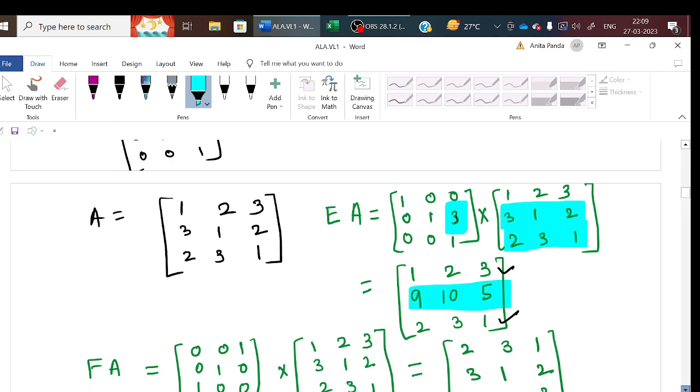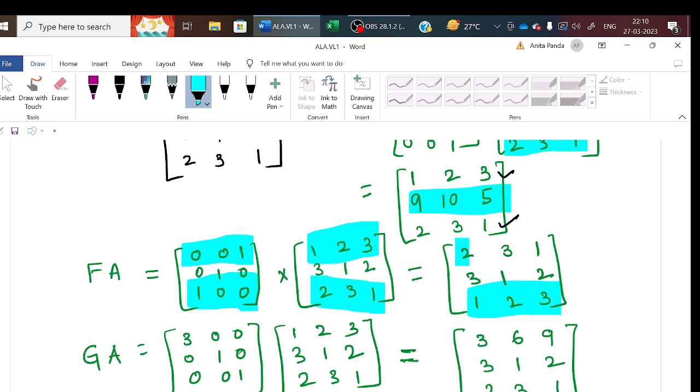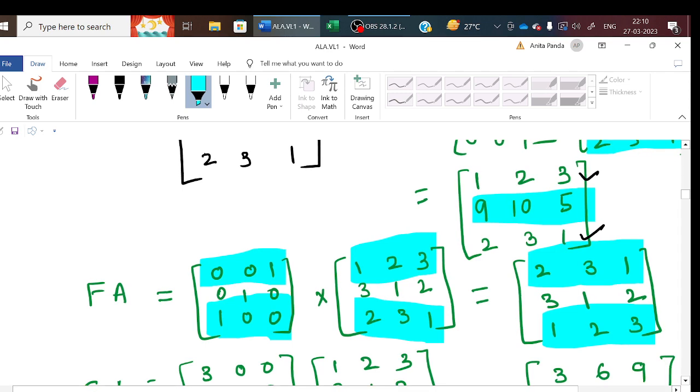Similarly, when I multiply F with A, how did I get F from the identity matrix? I got F by interchanging the first row with the third row. Now the same thing will take place in A. That means observe here, the first row is here, the third row is here.